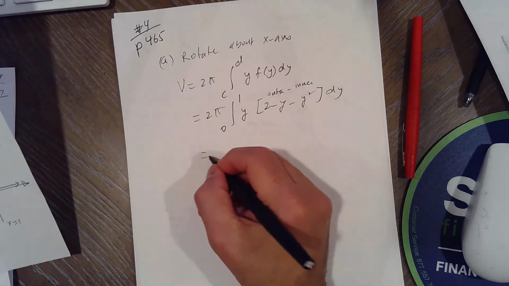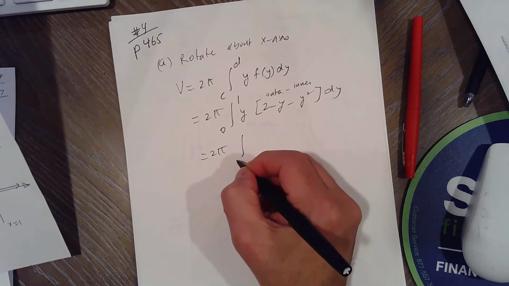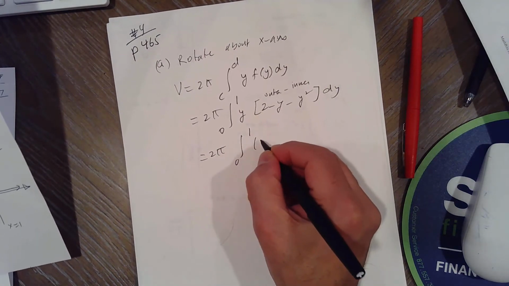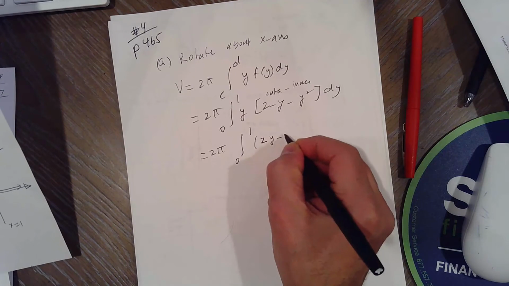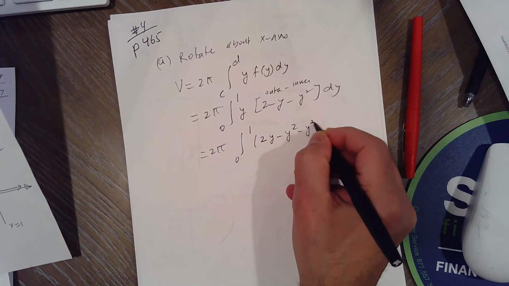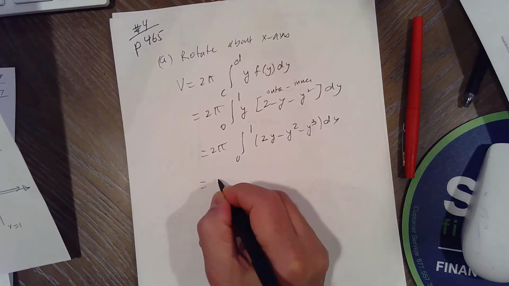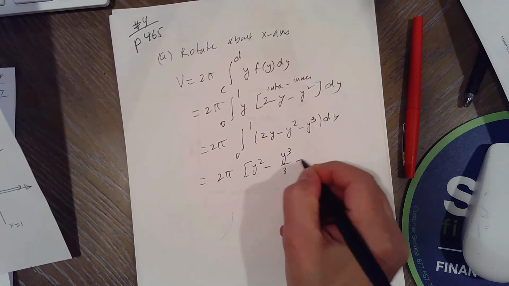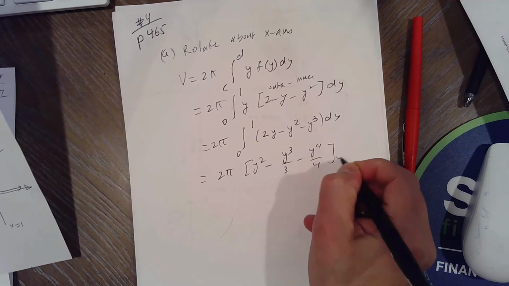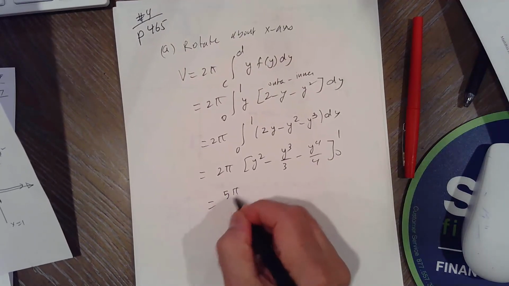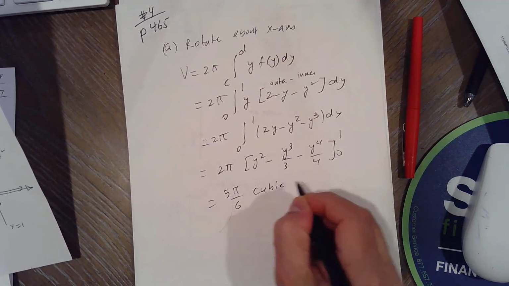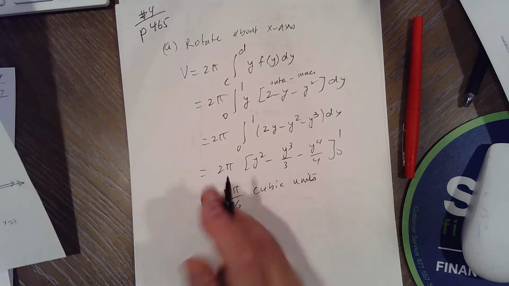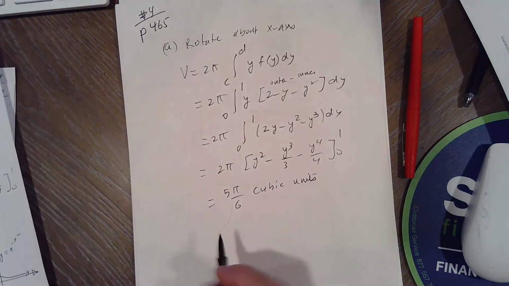And that would equal 2 pi integral from 0 to 1 of 2y minus y squared minus y cubed dy, 2 pi times y squared minus y cubed over 3 minus y to the fourth over 4, from 0 to 1, which is 5 pi over 6 cubic units. Okay.